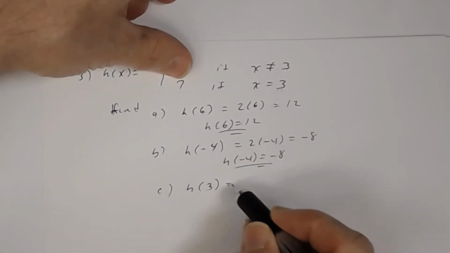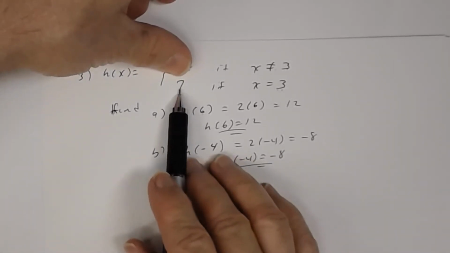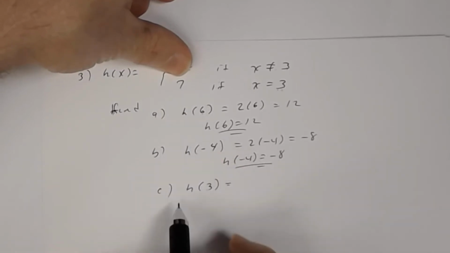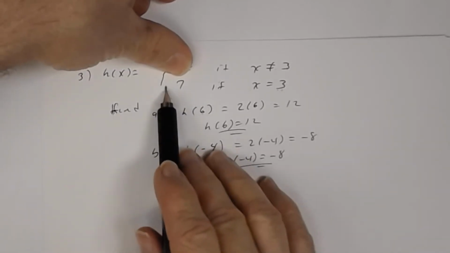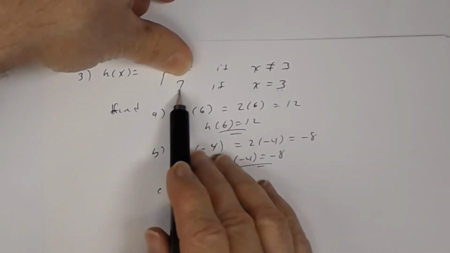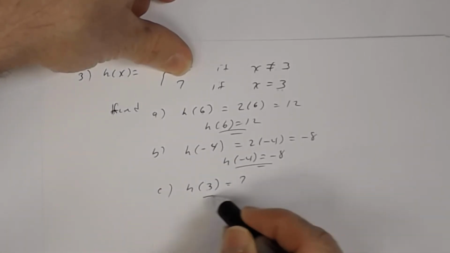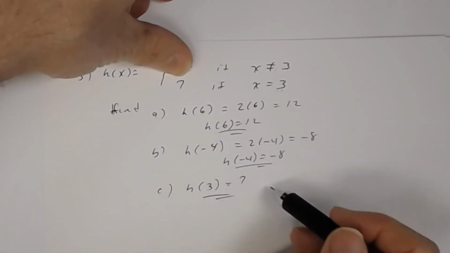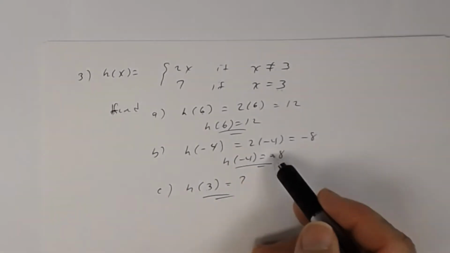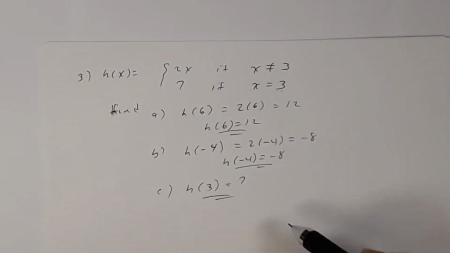Now, here's where students get a little confused. They don't see a variable here. That's okay. That means h of 3 is going to equal this constant. That's a constant, right? So h of 3 equals 7. So there's your answer. There's no variable. There's nothing to substitute like we did here. So h of 3 equals 7.